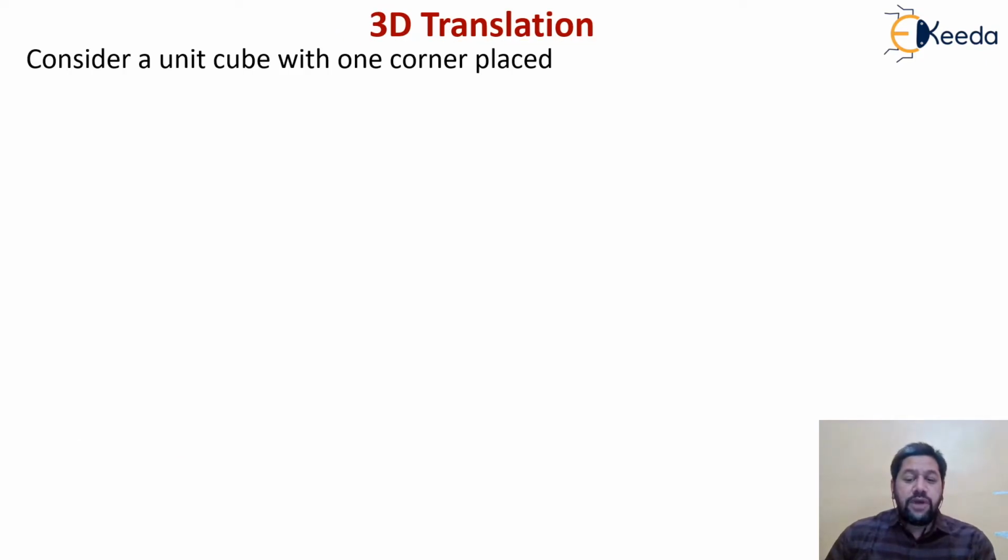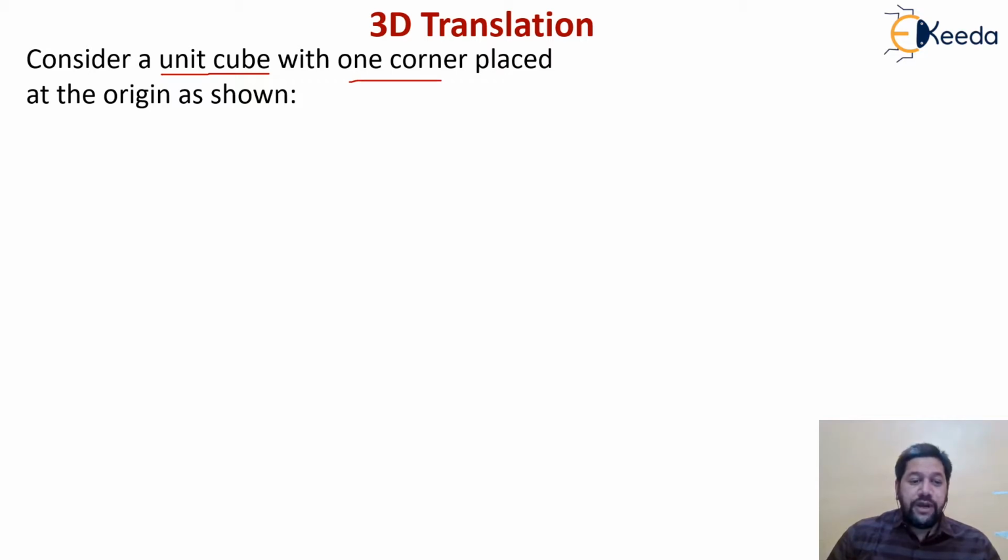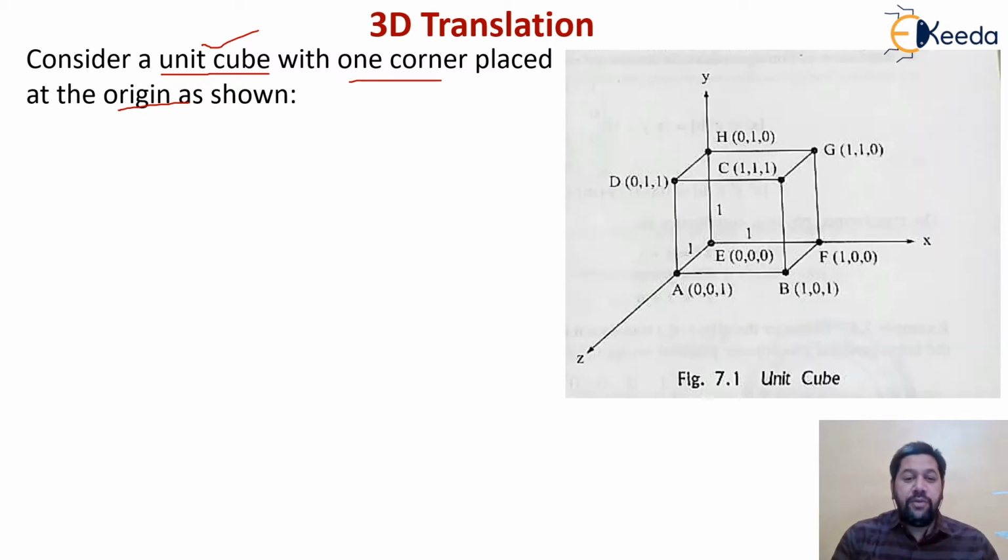Now we are considering an example here, because unless I show you the example, the point will not be clear on how the 3D object is translated. For that example, I'm considering a unit cube. My object is a unit cube with one corner placed at the origin. So one point is placed at the origin, and I represent my 3D object as a unit cube. Let us understand how it is represented.